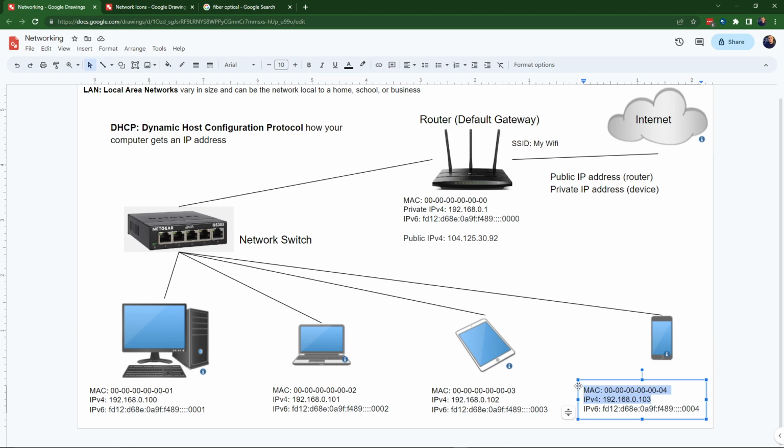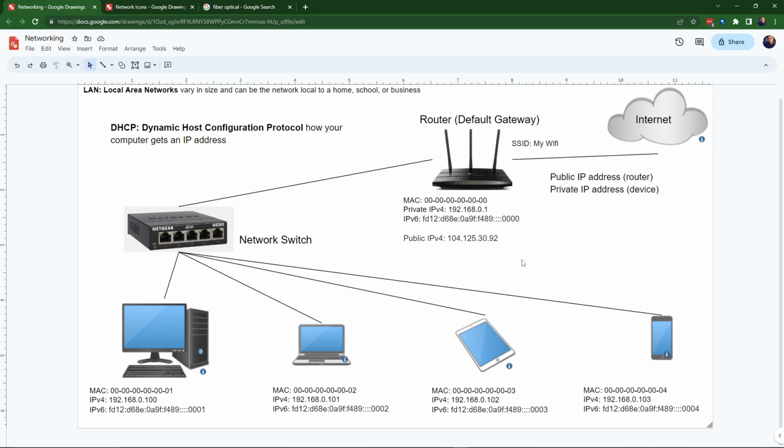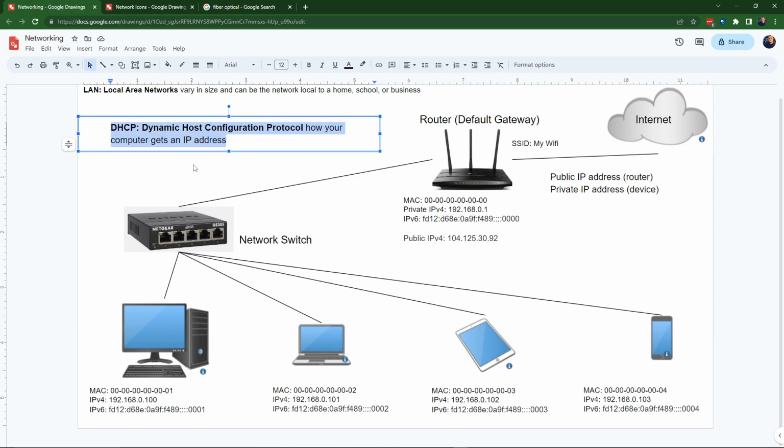And so then what will happen is once a new device comes on, it will say, all right, here are the addresses we already have. Here is your new address. And we call this the Dynamic Host Configuration Protocol. And that allows us to have new devices connect to the network, no problem.